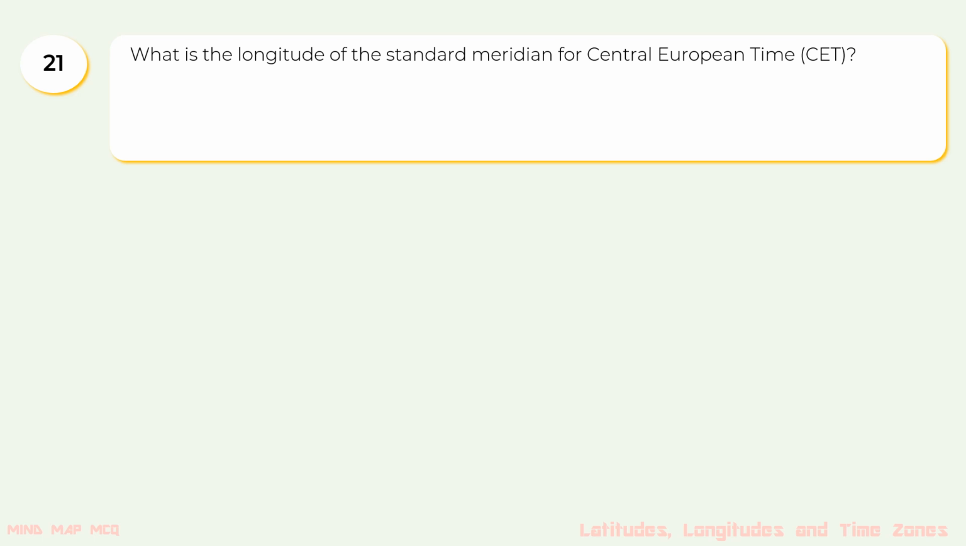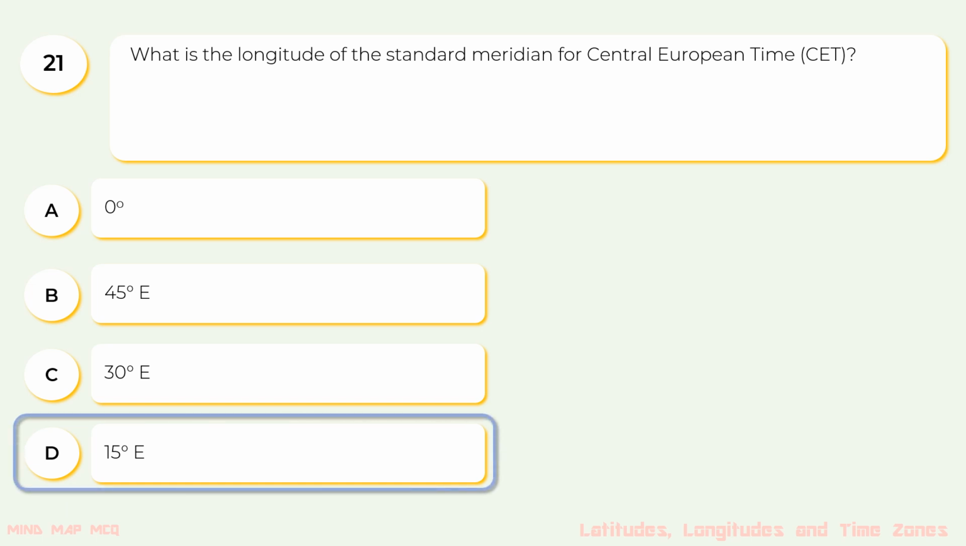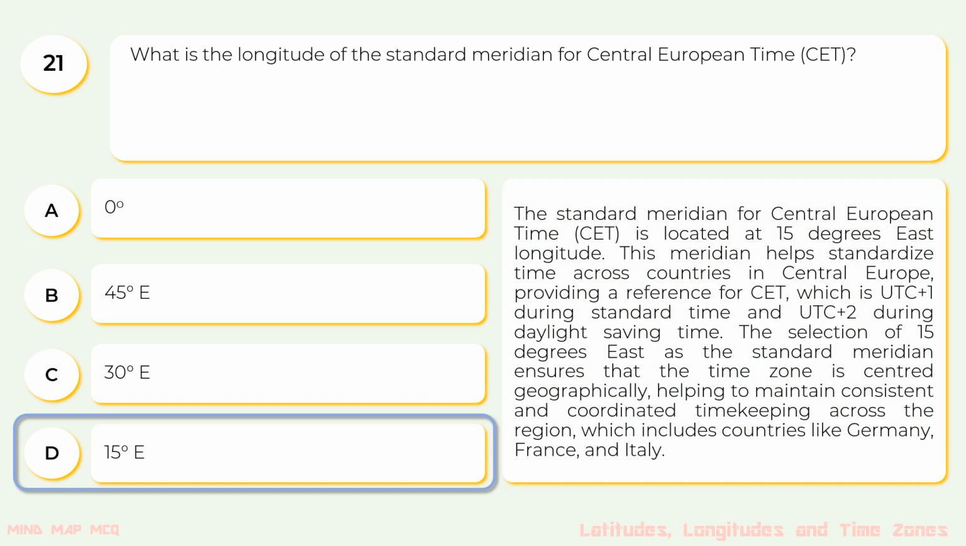21. What is the longitude of the standard meridian for Central European Time or CET? The options are A 0 degrees, B 45 degree east, C 30 degree east or D 15 degree east. The correct option is D 15 degree east. The standard meridian for Central European Time is located at 15 degree east longitude.